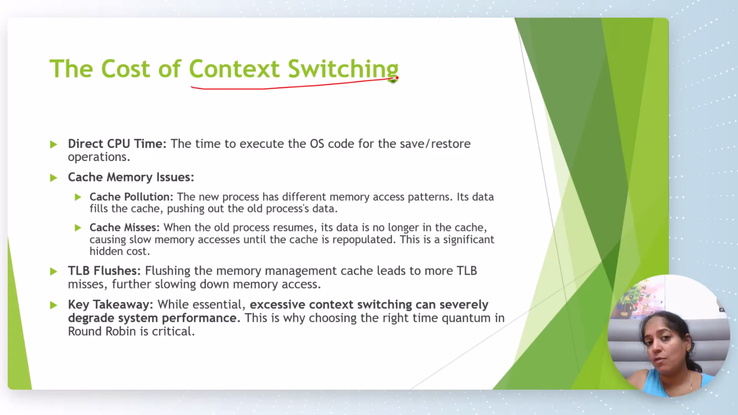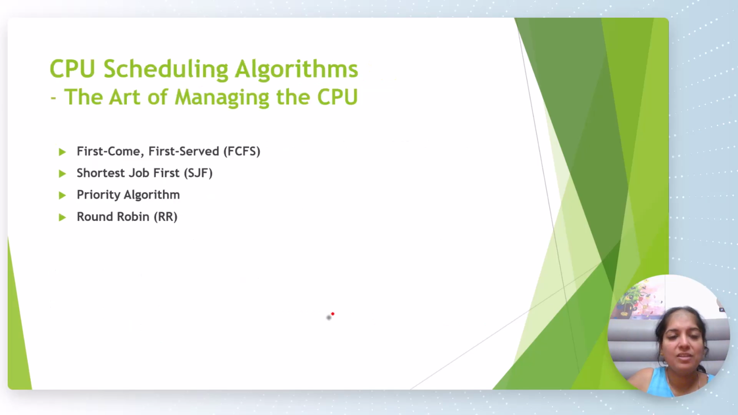So the cost of context switching: direct CPU time. As I said, in saving the PCB and reloading the PCB, all the operations use the CPU, which is a CPU loss. Cache memory issues: we need to update the cache always. So that is TLB flush. Excessive context switching can severely degrade system performance. This is why choosing the right quantum in round robin is critical. We will talk about this now.